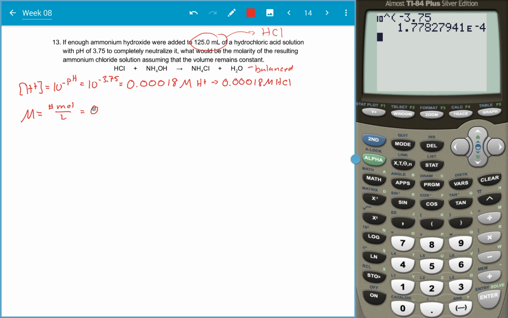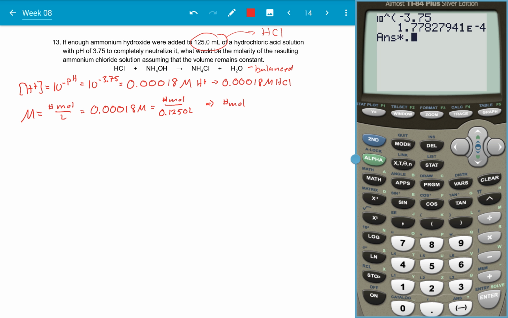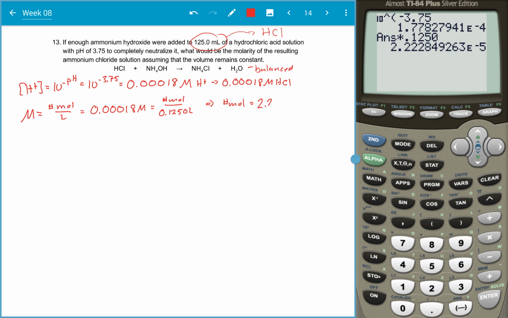So, 0.00018 molar equals the number of moles divided by 0.1250 liters, converting my 125 milliliters into liters before I plug it into the equation. So, solving for number of moles, I would take those two numbers and multiply them by each other to get 2.2 times 10 to the minus 5 moles of HCl.